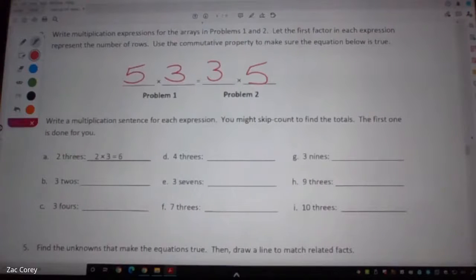Write a multiplication sentence for each expression. Let's do that. You might skip count to find the totals. So the first one's done for us, letter A. 2 3s, so 2 times 3, that's 2 3s, right? That equals 6. How about 3 2s?